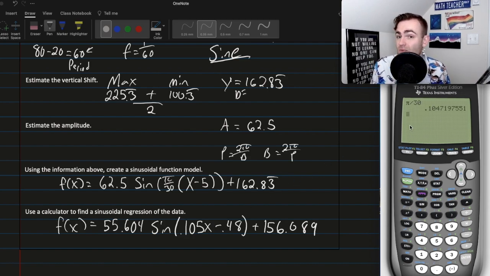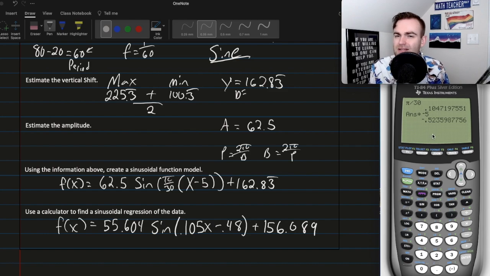I get the same decimal I had before, and that's because we picked a period of 60. We told it the period was 60, so that's why these numbers should be the same. Where did this number come from? Well, let's distribute. Let's multiply this by -5.